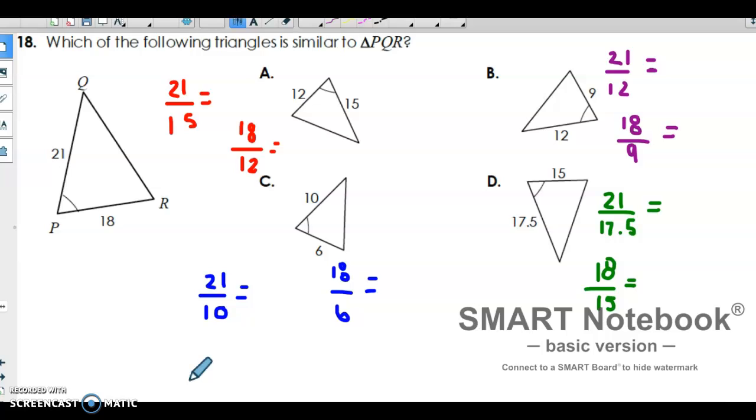You're going to go through all of the ratios that I have there. You need to simplify them all. And then the correct answer is the one that will have both pairs of corresponding sides in the same ratio. So go through, simplify all your fractions, and figure out which triangle is similar to triangle PQR. And then you will click it in the question box right here.